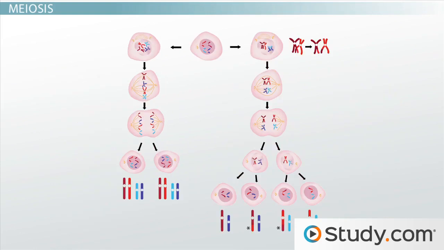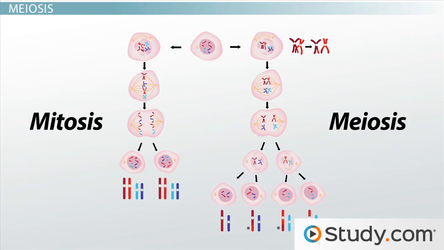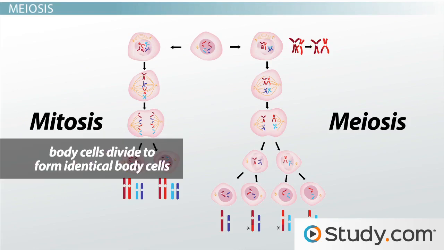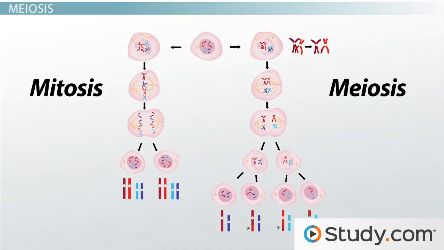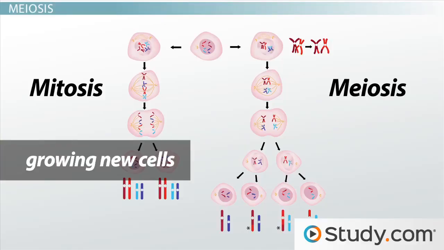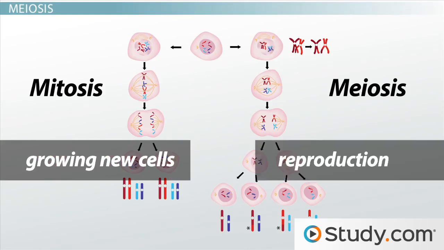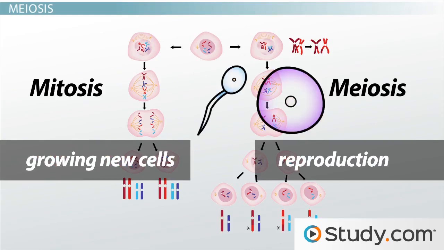Before we go too far, I want to point out something. Meiosis is different than mitosis, which you might have learned about in a different lesson. In mitosis, we see body cells divide to form identical body cells. For example, skin cells make more skin cells. Mitosis is mainly about growing new cells and repairing or replacing damaged cells, whereas meiosis is all about reproduction. After all, it's meiosis that gives us the sperm and the egg.